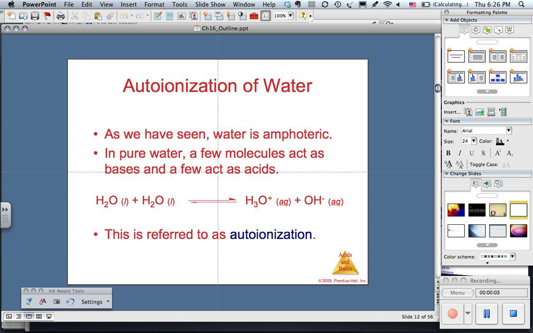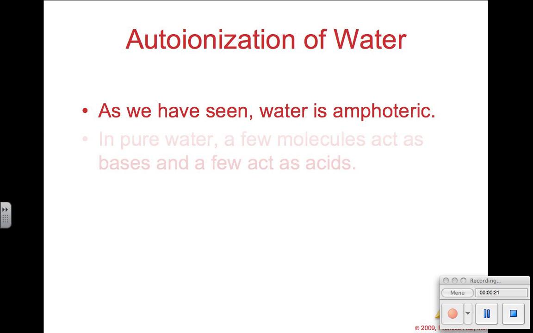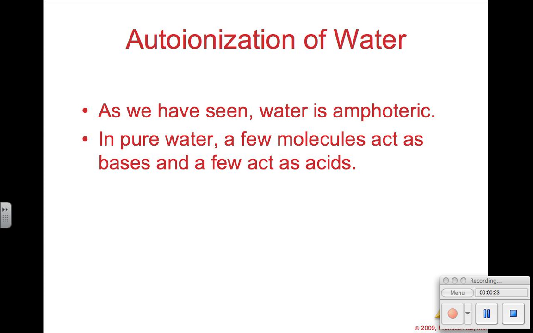Well, class, we are going to now move into sections 3 and 4 of chapter 16, and that's going to get us into the autoionization of water as well as pH and what pH is. So let's go ahead and get into it.